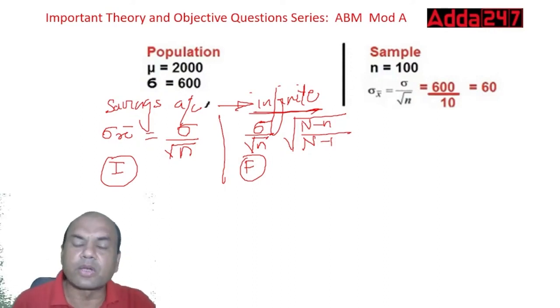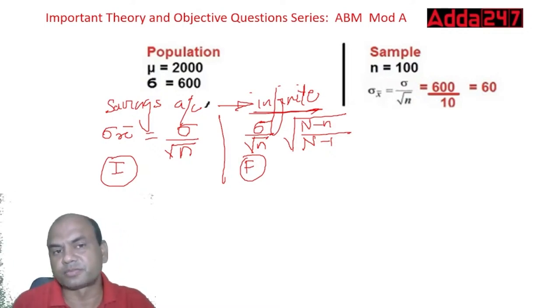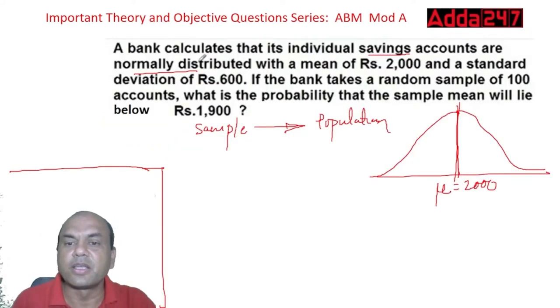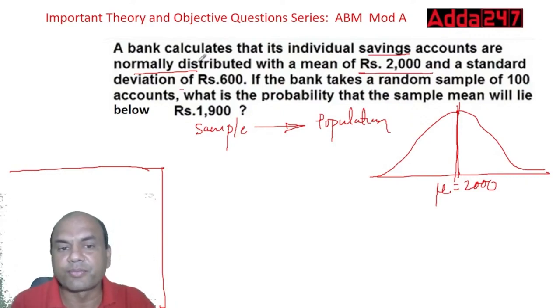Now look at this. In the problem, what is given? The mean is given as 2000 and the standard deviation is given as 600.